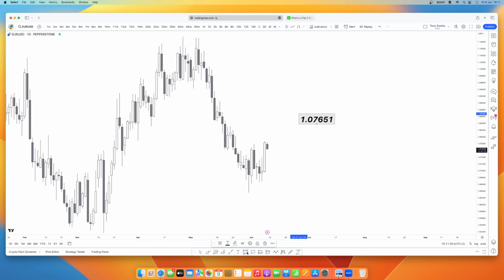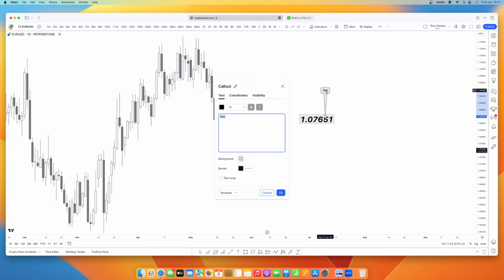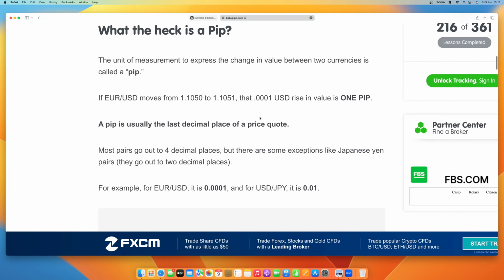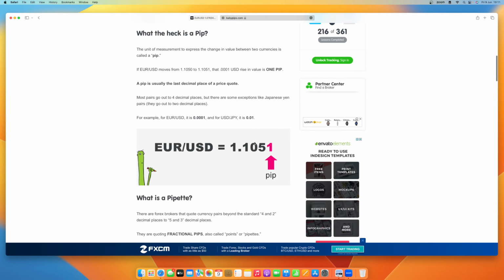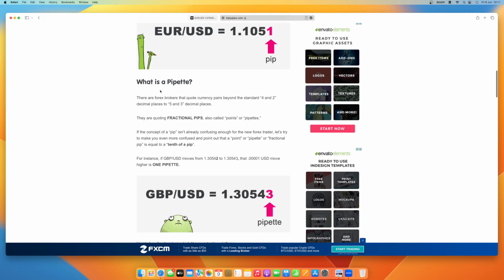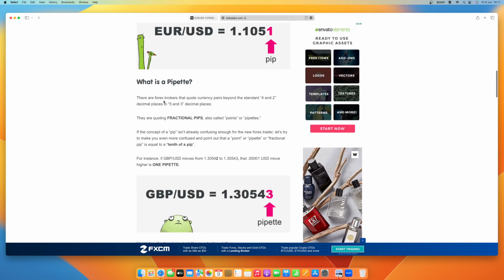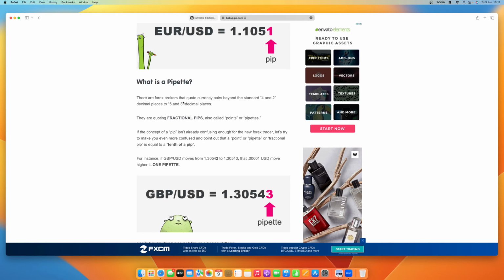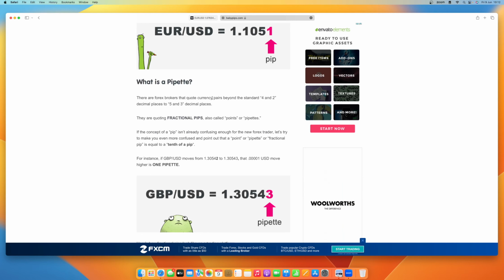So the fourth one is always the pip. The fifth one is what we refer to as the pipette. You can see what a pipette is. These are Forex brokers that quote currency price beyond the standard 4 and 2 decimal places to 5 and 3.